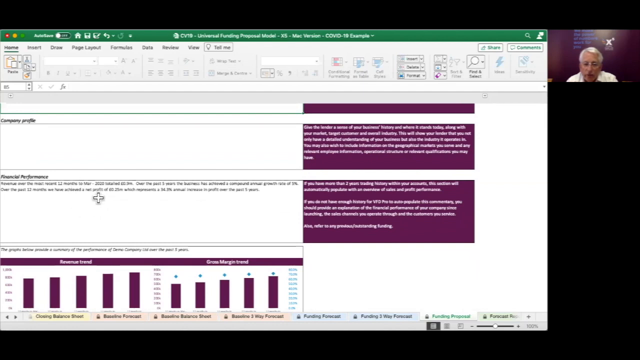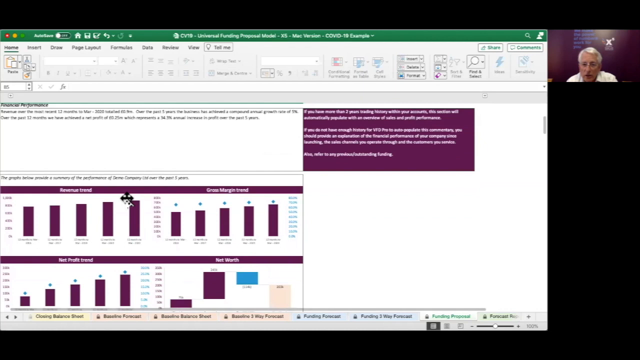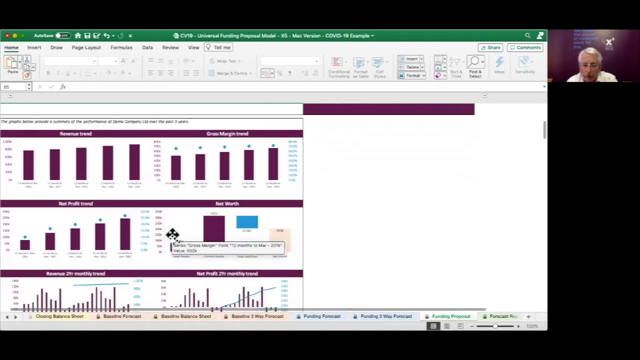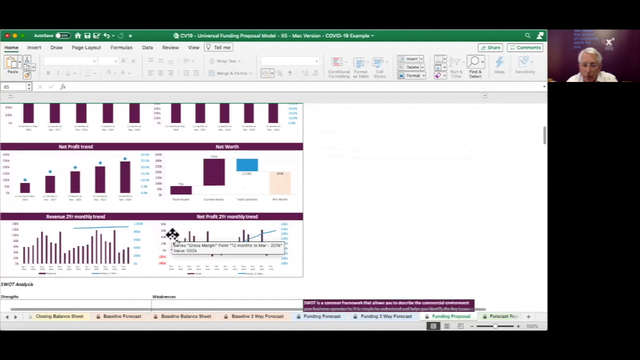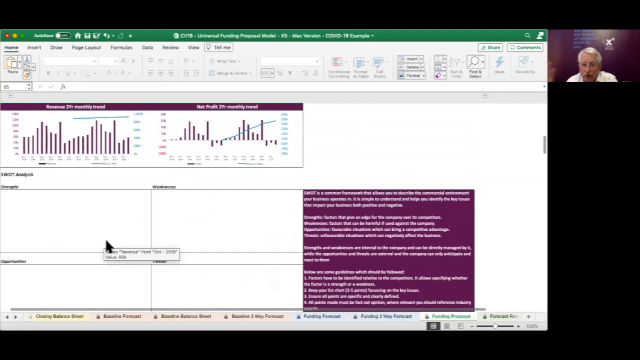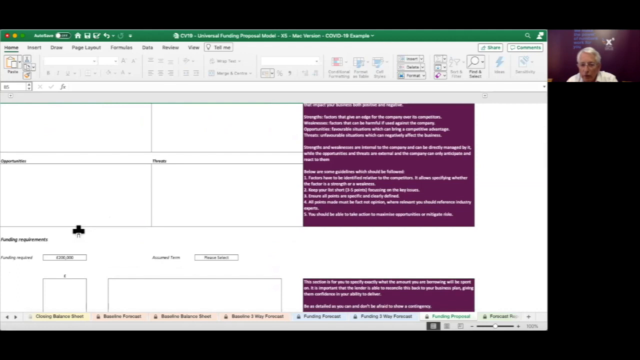Okay, financial performance: a summary of the financial performance, and then it produces automatically a whole load of information. Net profit, net worth, revenue trends. So this is just a reflection of what you've already put in your figures. Then you've got a SWOT chart: strengths, weaknesses, opportunities, threats, with notes about it. So what are the strengths of your business? What are the weaknesses? Banks just like that because it shows that you are recognizing your particular situation.